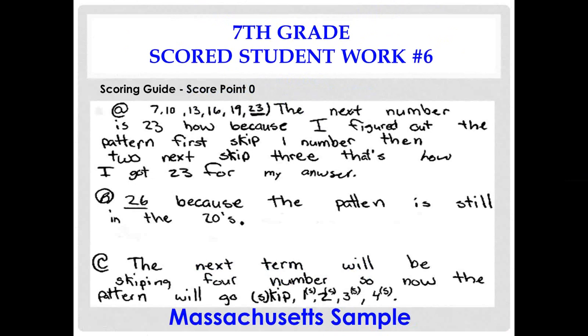So they did not understand the actual pattern that was going on in the problem. B is 26 because the pattern is still in the 20s, not quite understanding that thought process, and then of course the answer for part C.